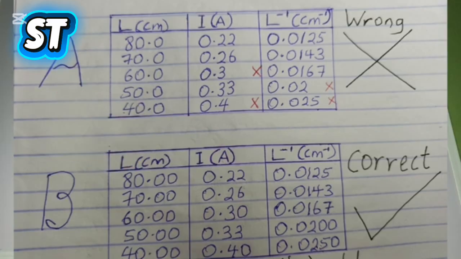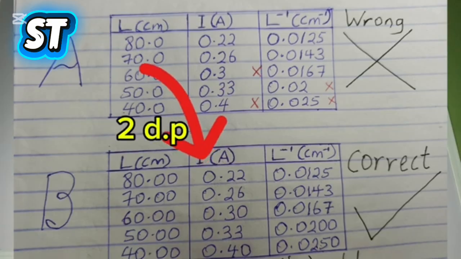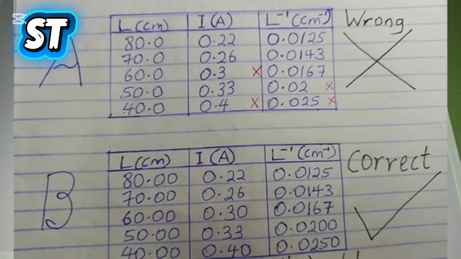So let's go to the second column now. We see current in amperes. Looking at it, you will see that we have 0.22, 0.26, 0.3, 0.33, and 0.4. Look at that 0.3 and 0.4. You see that they are in 1 decimal place and the others are in 2 decimal places. This is very wrong. They must all be in the same decimal places, most of the time 2 decimal places, if they are readings you took by yourself.